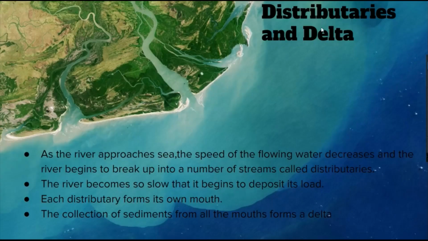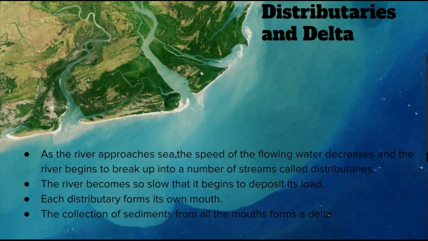So now we are going to learn about distributaries and delta. As the river approaches the sea, the speed of the river's flowing water decreases, and the river begins to break up into a number of streams called distributaries. The river becomes so slow that it begins to deposit its load. Each distributary forms its own mouth. The collection of sediment from all the mouths forms a delta.